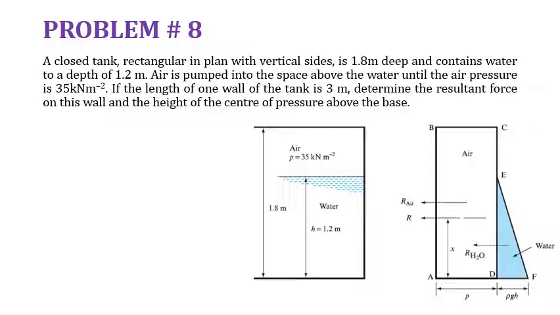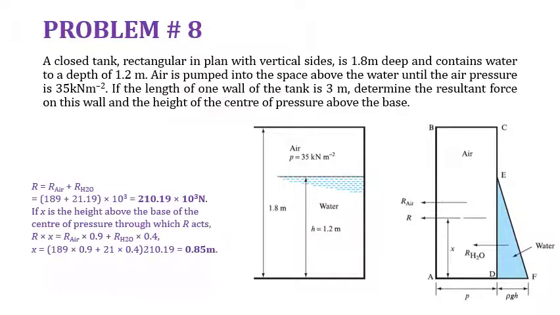And the water will exert the pressure in the form of a triangular distribution with the base rho gh. And we can calculate the resultant, R, the force exerted because of this air layer and because of this water. And then by taking this sum, we can calculate the resultant.